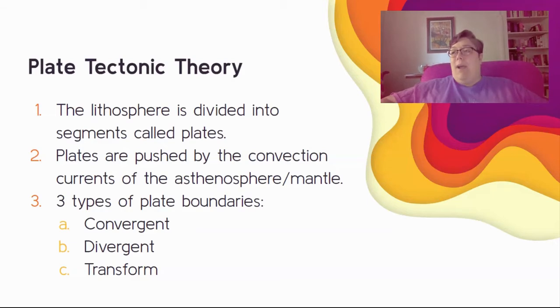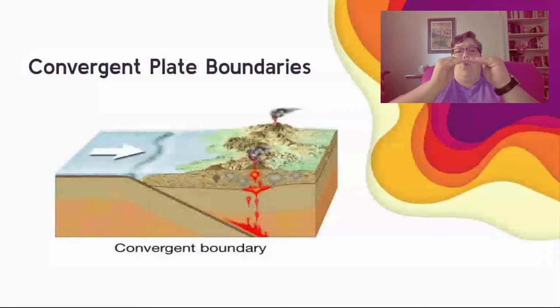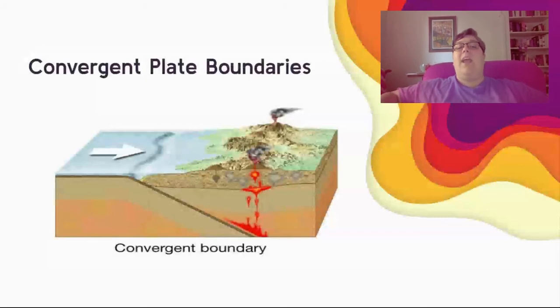We talk about these edges where the plates line up. We call these boundaries, plate boundaries. And we have three types of them: convergent, divergent, and transform. We're going to talk about what those three are. So, to converge means to move towards each other. So whenever two plates are going towards each other, we call that a convergent plate boundary.